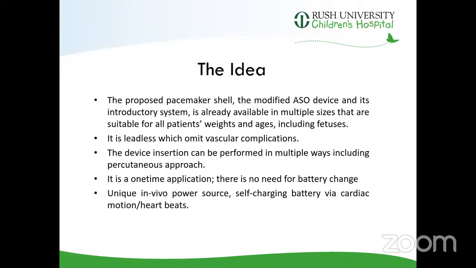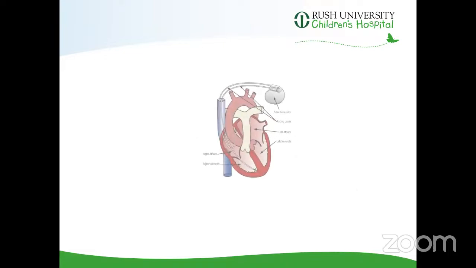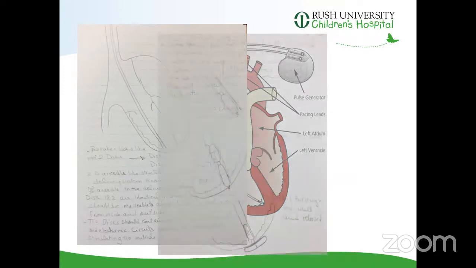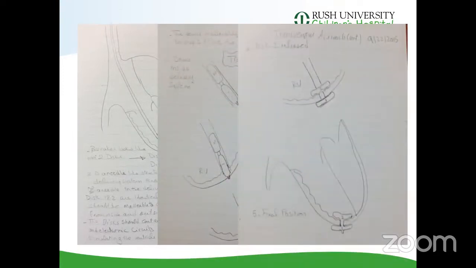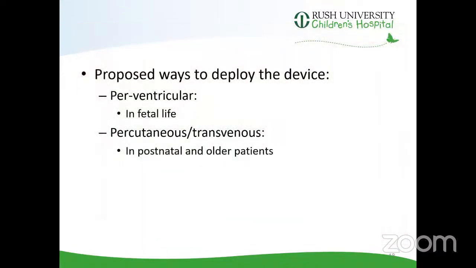And the other important idea is that it's going to have a rechargeable battery, and the source of power is going to be extremely unique, as it is going to be a self-charging battery from the motion of the heartbeats itself. So this was actually the pacemaker that we usually know. These are some of my hand drawings that I used to prove the concept of my idea. The proposed way of deployment of this device would be perventricular in fetal life. It means through the abdomen of the mom to the uterus, to the fetal thorax, and then into the right ventricle. And the other way would be percutaneous or transvenous in postnatal and older patients.